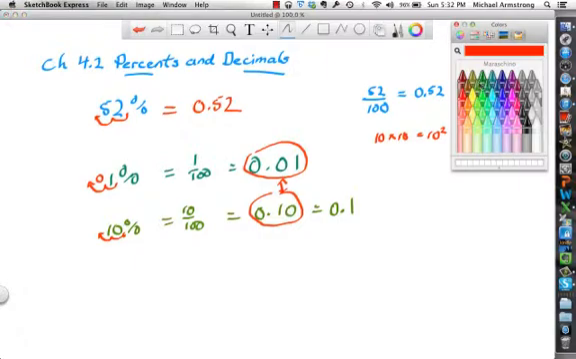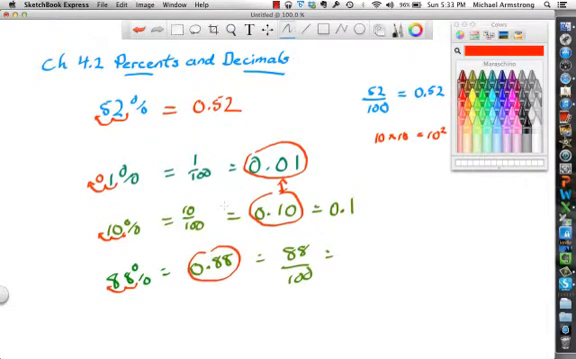Okay, next, say we did something like 88%. If we just get kind of sneaky and start by moving the decimal twice, we're going to get 0.88. We skipped the step of saying 88 out of 100. 88 over 100 is the same as 0.88. 88 hundredths. That's how we'd read that.